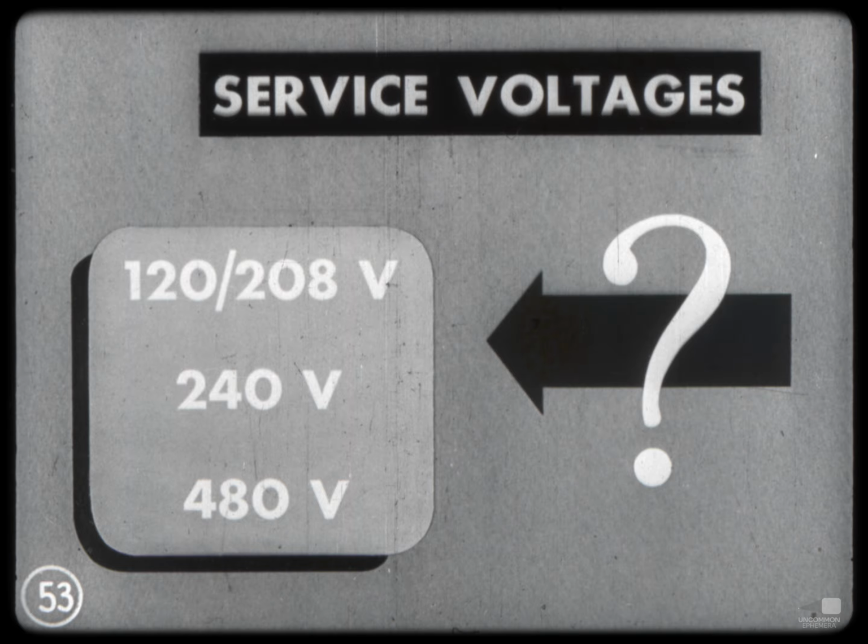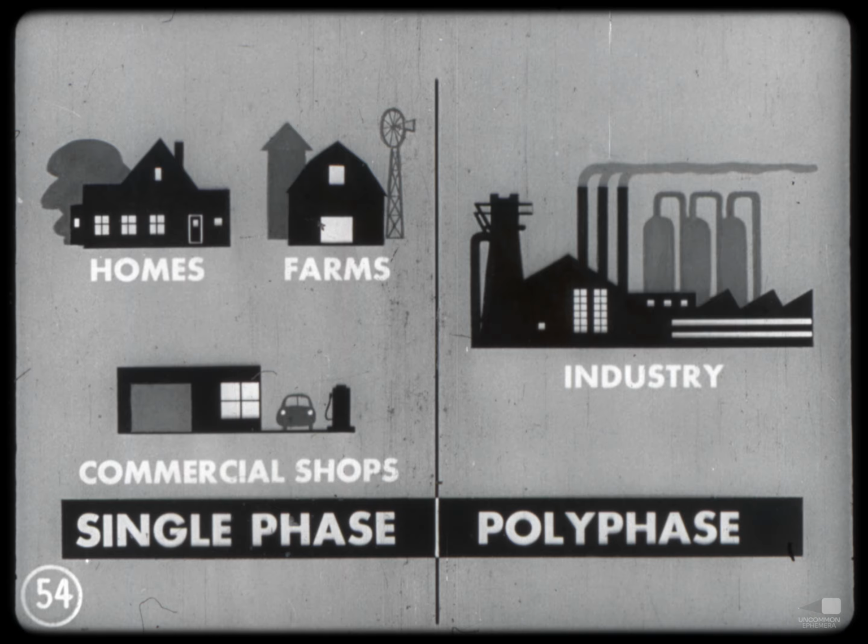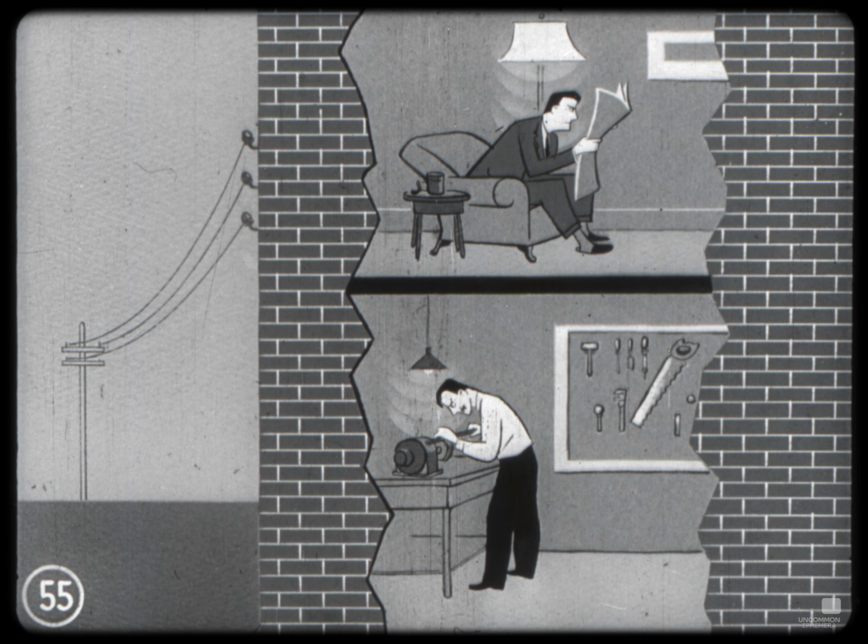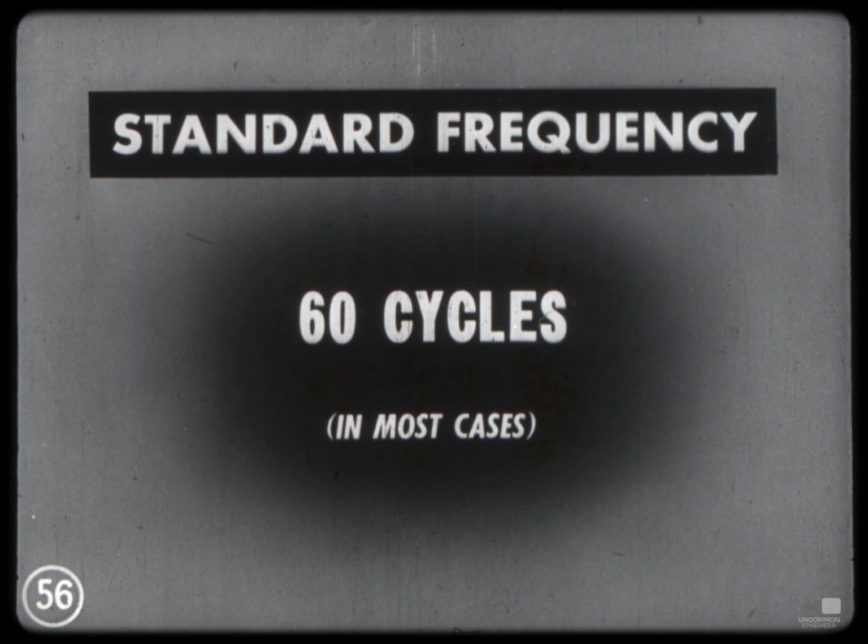With alternating current, homes, many farms, and small commercial shops generally are wired for single-phase power, while most industrial plants are supplied with polyphase power. Small single-phase motors operate on lighting circuits, and in order to avoid light flicker, those which start on full voltage are restricted to about 5 horsepower, or in some cases to as low as 1 horsepower. The standard AC frequency is 60 cycles in most cases, so most motors are designed to operate at that frequency.